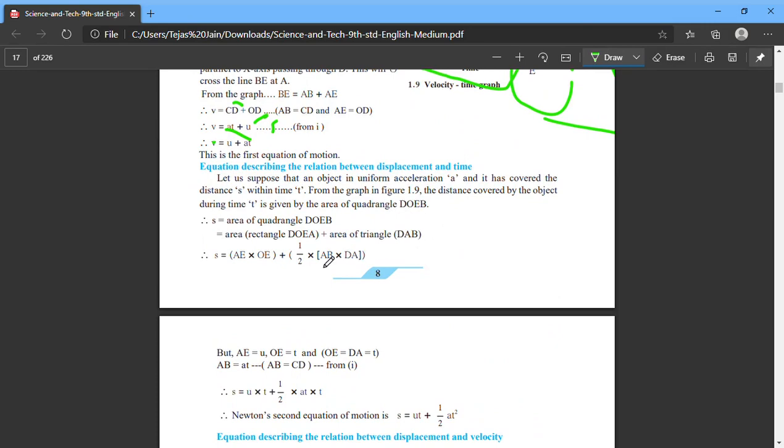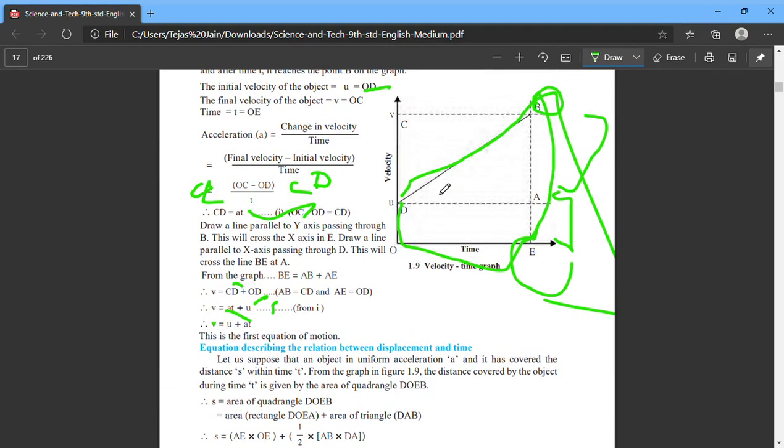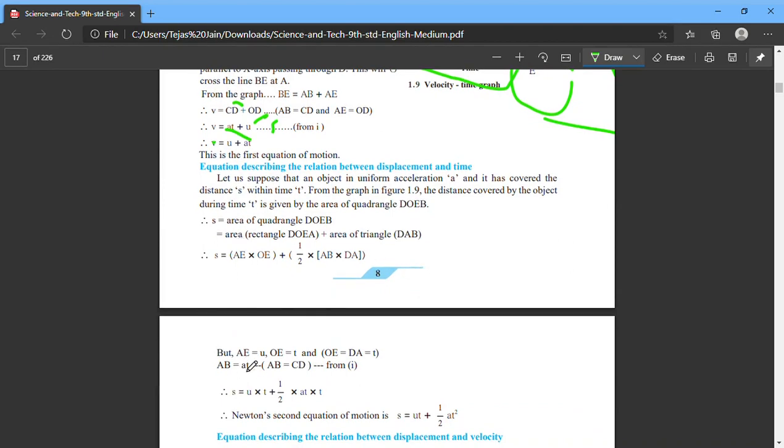Now see once again here, AE. AE is nothing but OD, which is equal to u. Therefore, instead of AE, we have written u. OE.